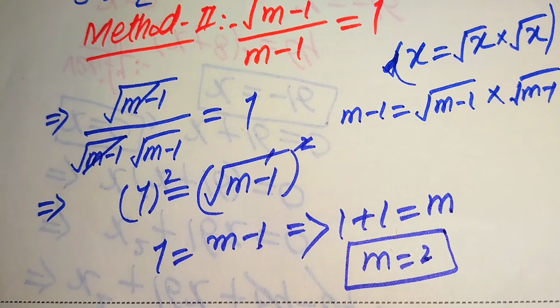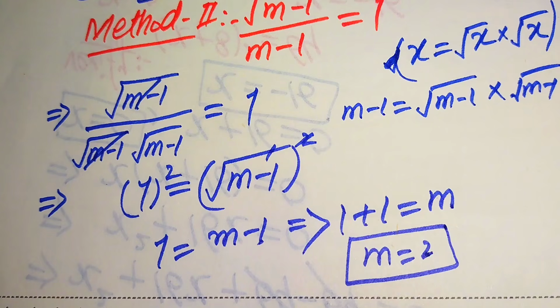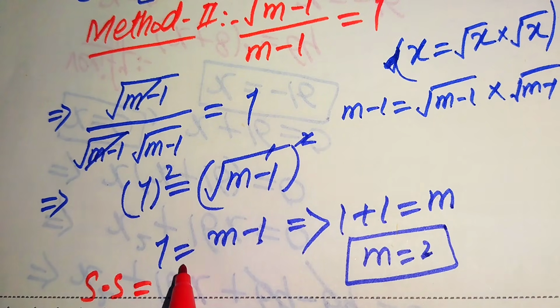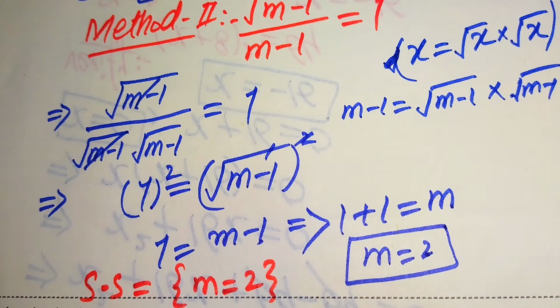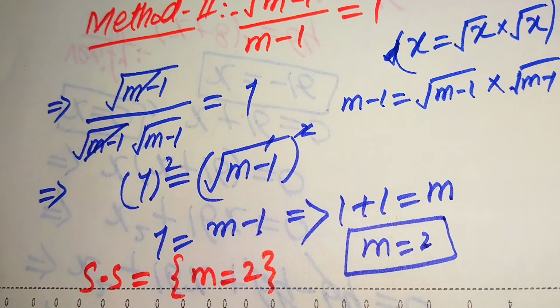So in the first method we already verified that m equals 2 satisfies our given question statement. So finally we have the solution set of this problem, m equals 2. So this is our final answer to this question.